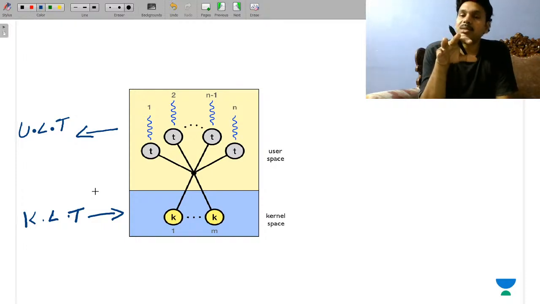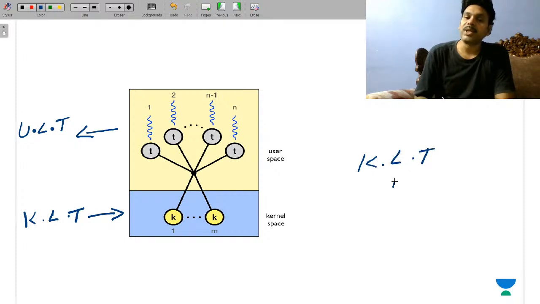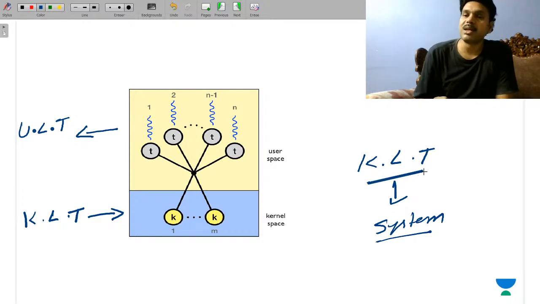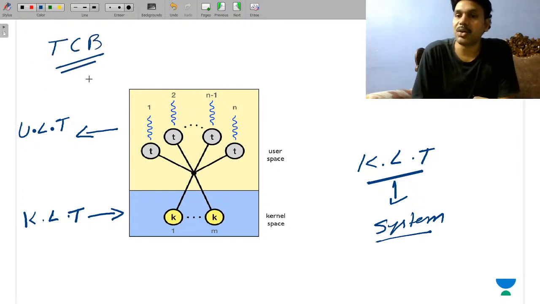But kernel level threads require what? A system call, because to create a kernel level thread, a separate system call is required. Then only you can create kernel level threads. But user level threads are done by your thread control block only. And I have told you another point, that all the threads are looked after by the TCB, thread control block, which is very similar to your process control block.